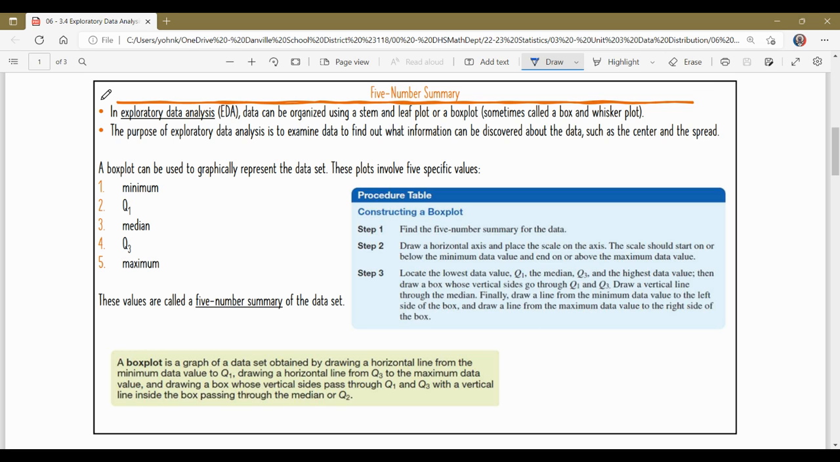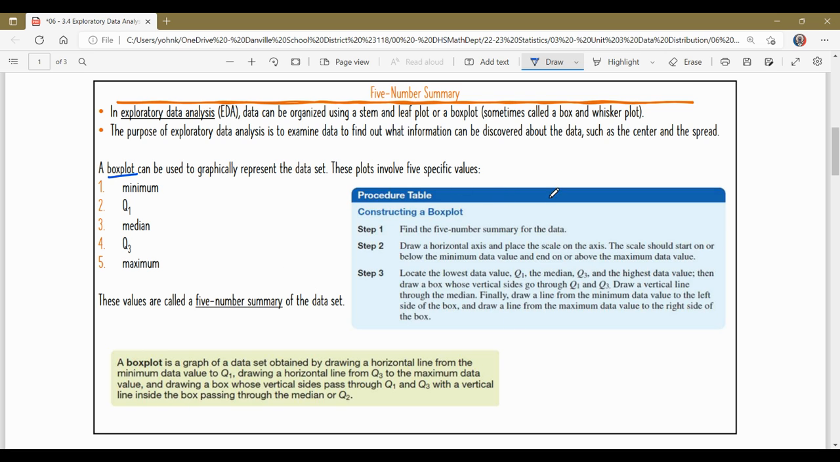The most popular exploratory data analysis is box plots. They need five specific values in order to draw them. You need the minimum, quartile 1 (Q1), the median, which is quartile 2, the third quartile (Q3), and the maximum. These five numbers are referred to as the five number summary. That five number summary is what you're going to use to draw a box plot.